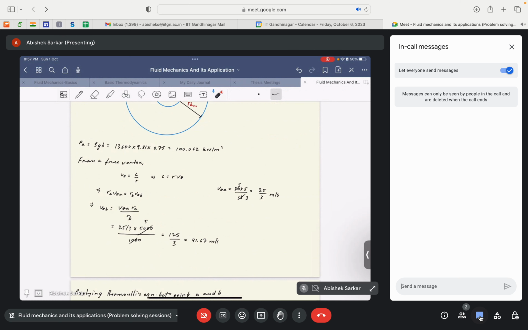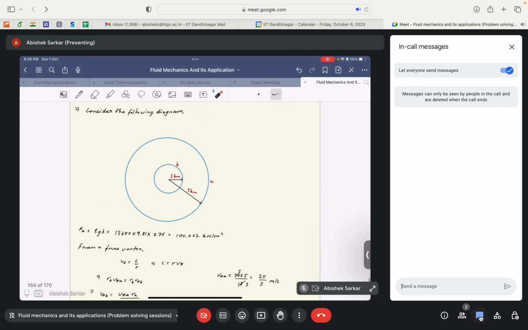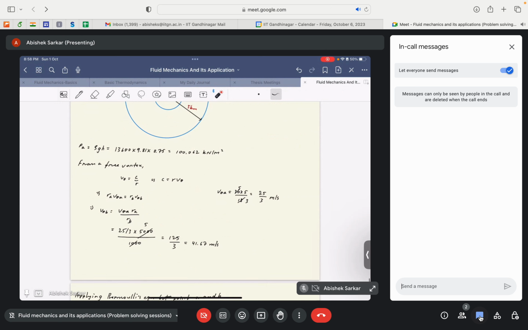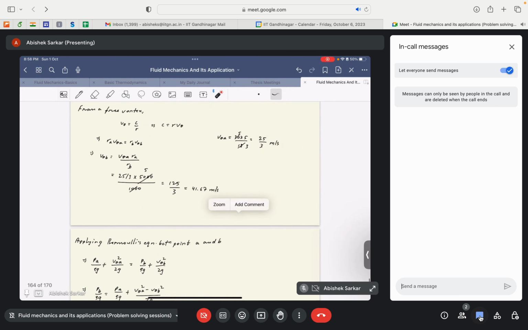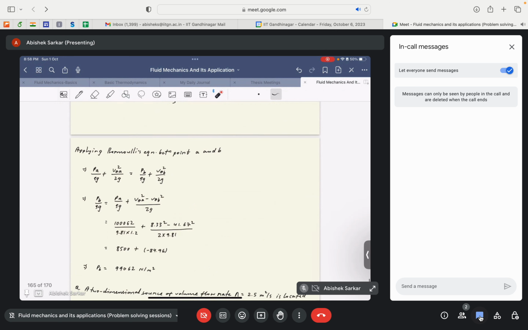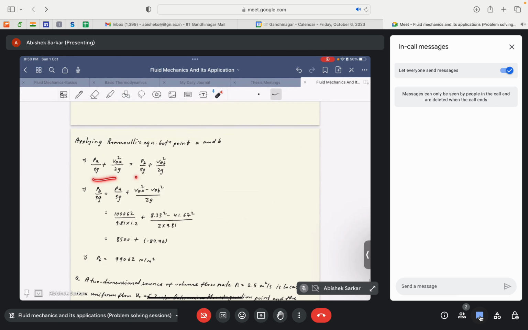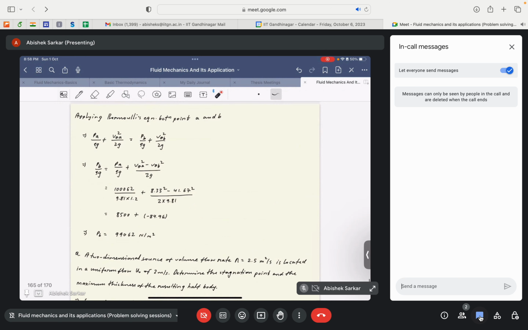Substitute the values of V_theta_A, R_A and R_B to get that V_theta_B is equal to 41.67 meter per second. Now once V_theta_B is known, it's very simple. Just apply Bernoulli's equation, because there is only one unknown left: the pressure at point B. Then substitute the values of P_A and V_theta_B in this equation to find that P_B is equal to 99,062 Newton per meter square, or 99 kilonewton per meter square.